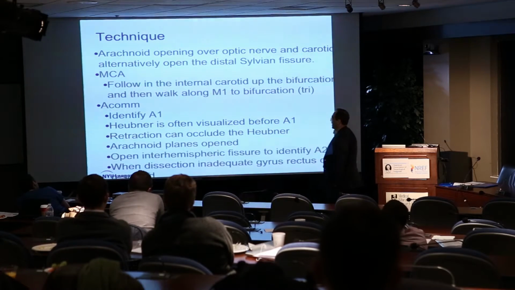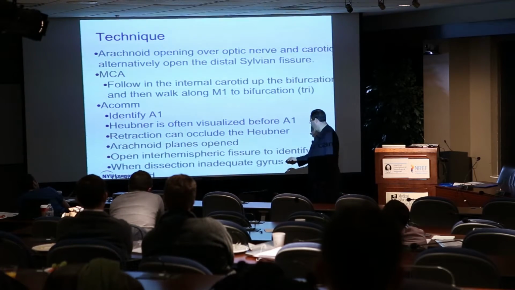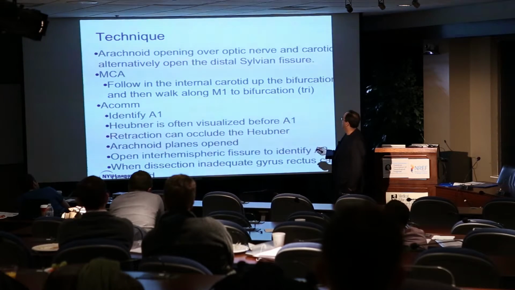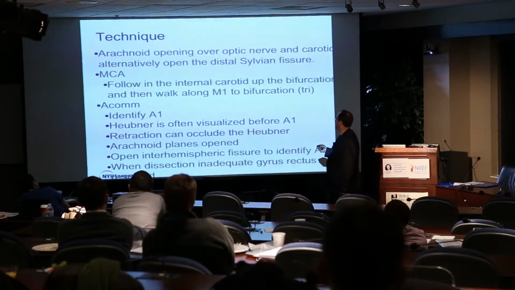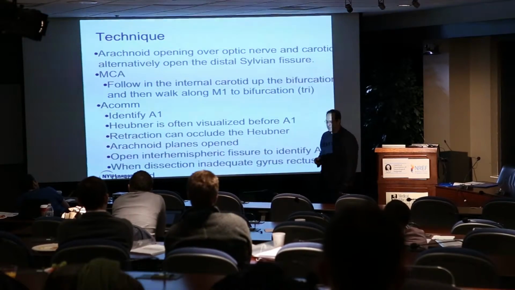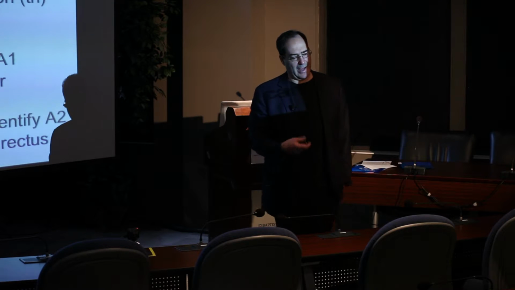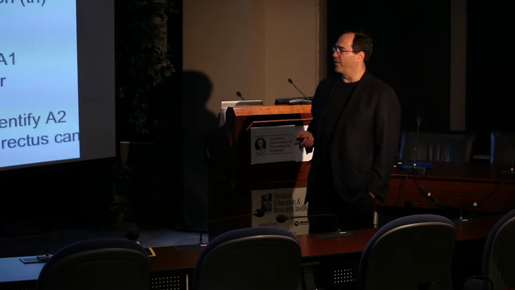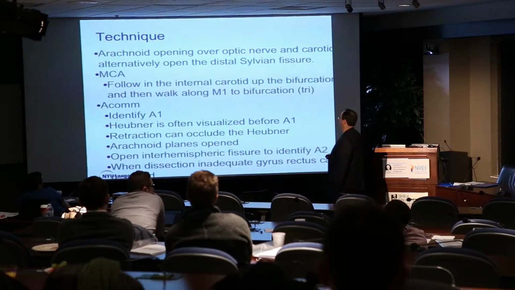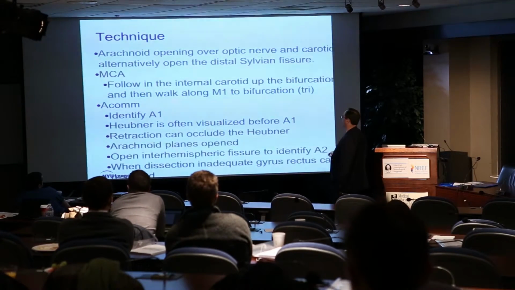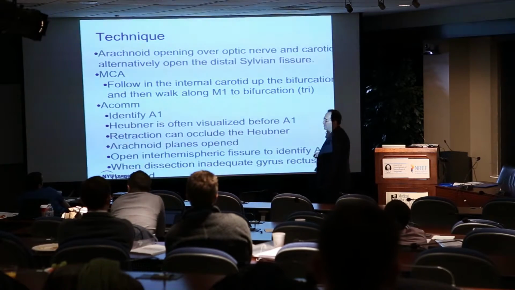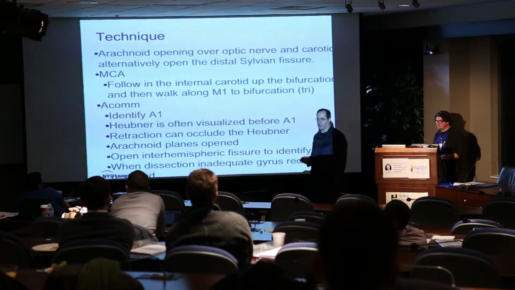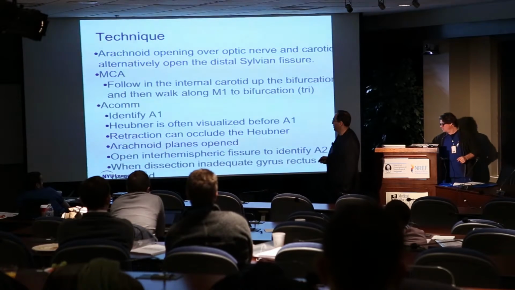So, general aneurysm technique, and sorry that was cut off there on the bottom. The standard teaching is opening the arachnoid over the optic nerve and carotid artery, or in an MCA, alternately opening over the distal sylvian fissure. I tend to go right to the aneurysm now for my unruptured aneurysms, but I wouldn't suggest that you do that early on. For the MCA, follow the internal carotid up to the bifurcation, and then walk along the M1 to the bifurcation or trifurcation. If you get lost, that's the simplest thing to do.